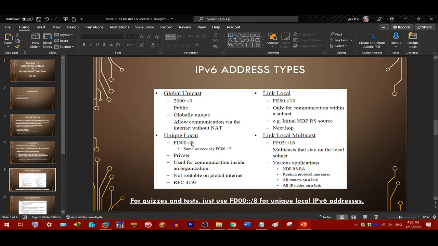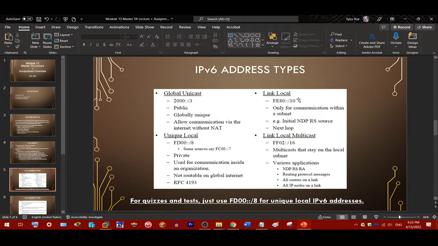I know it says /8 here and also /7. /8 is recommended for quizzes and tests in this class. But anyway, unique local addresses are private. So these are kind of like your private IPv4 addresses. They can only be used for communication inside an organization, but are not routable on the internet.